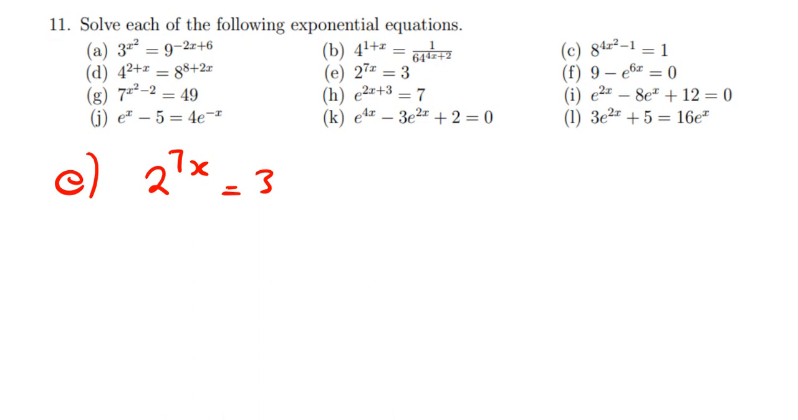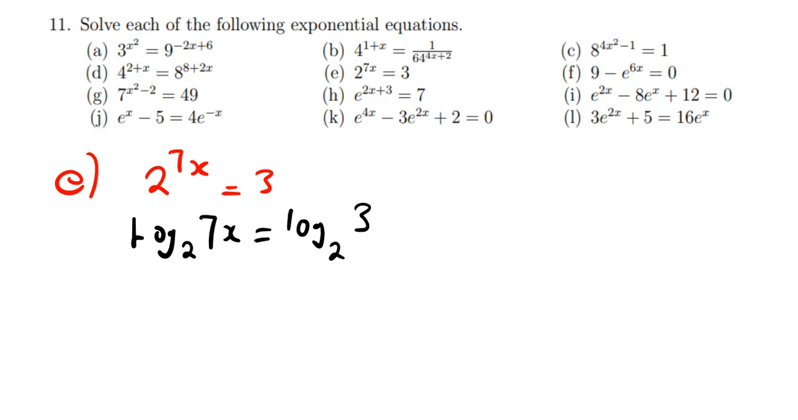Or let's say, since this is a base, we're going to take this base as a log. Okay, so let's say log in base 2. So I can say log in base 2 of 2 to the power 7x is equal to log in base 2 of 3. That's what I'm going to do.